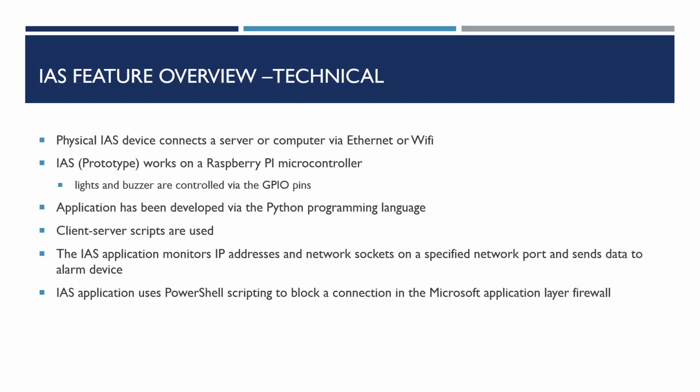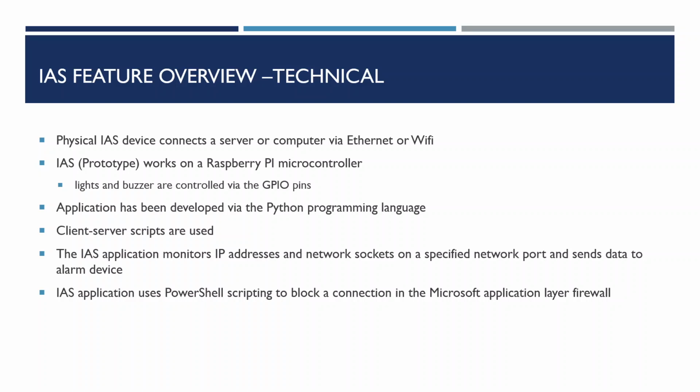Now, the LED lights and the buzzer that notify you of unauthorized access are controlled via the general purpose input-output, the GPIO pins to abbreviate that. Those GPIO pins are the pins on the actual microcontroller themselves. They act as the communicators between the Raspberry Pi and the alarm elements. They control the power flow to the alarm elements and the data as well.